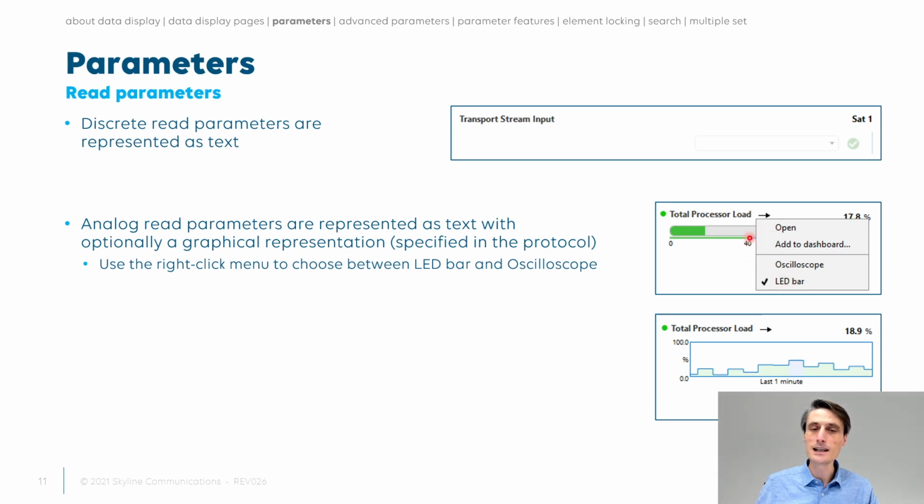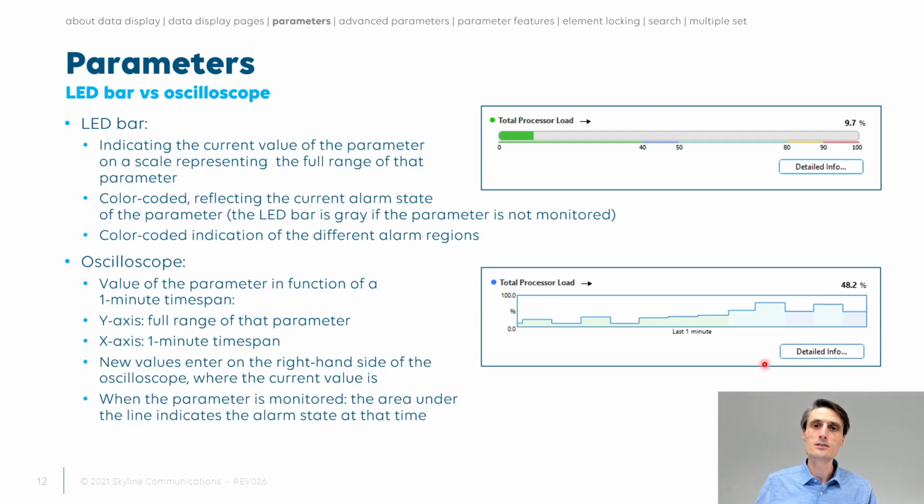By default, it will be an LED bar, but if you right click on the total processor load or any parameter that has a graphical presentation, you can switch it also to the oscilloscope. So the difference between the LED bar and an oscilloscope is that the LED bar only shows the current value. But the interesting thing is that the current value is also shown against the current alarm thresholds. So you can immediately see the thresholds at 40 and at 50. We have some thresholds where the parameter might go into alarm. So that's the default that we show.